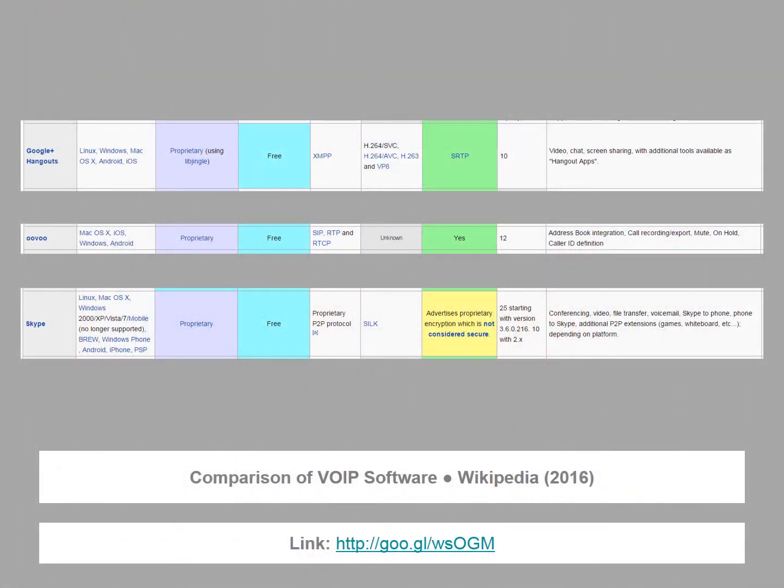If you're interested in finding out about the full range of VoIP software that's available, and/or exploring the technical specifications of the software, you might like to pause the video again and go and have a look at this page on Wikipedia. Here you'll find a listing of all of the major VoIP services.